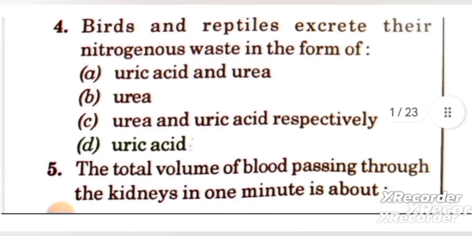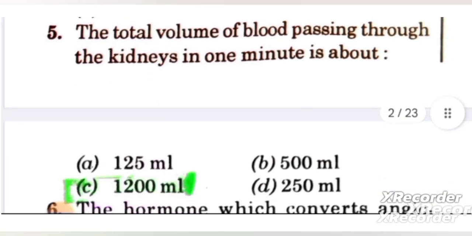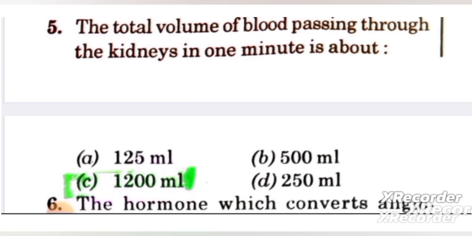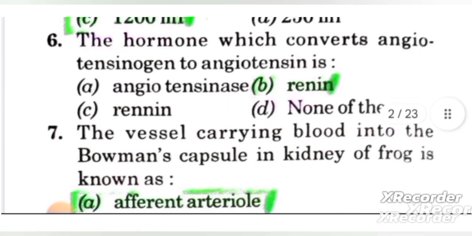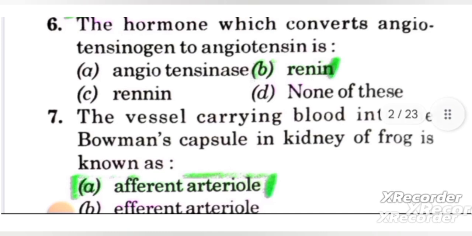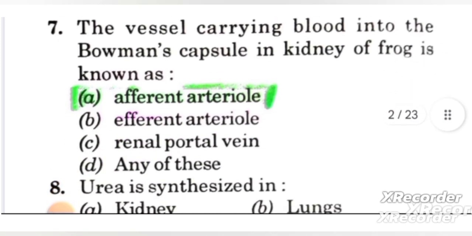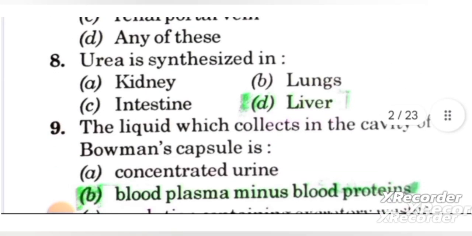Fourth one. Birds and reptiles excrete their nitrogenous waste in the form of answer D: uric acid. Next, fifth one. Total volume of blood passing through the kidney in 1 minute is about answer C: 1200 ml. Next, sixth one. The hormone which converts angiotensinogen to angiotensin is answer B: renin. Next, seventh one. The vessels carrying blood into the Bowman's capsule in kidney of frog is known as answer A: afferent arteriole.